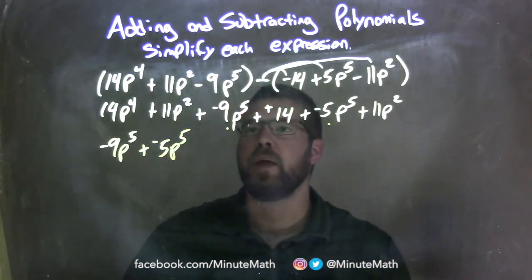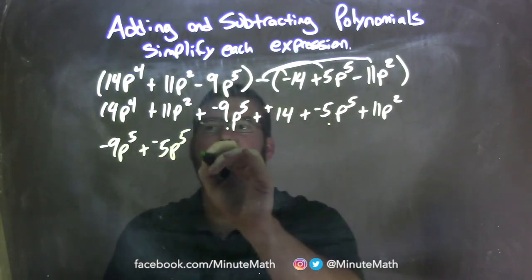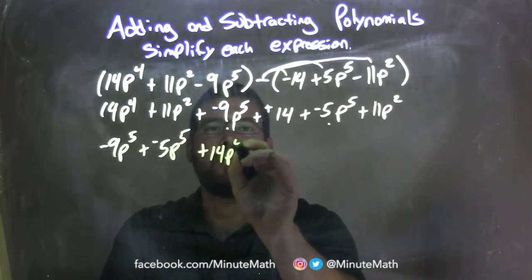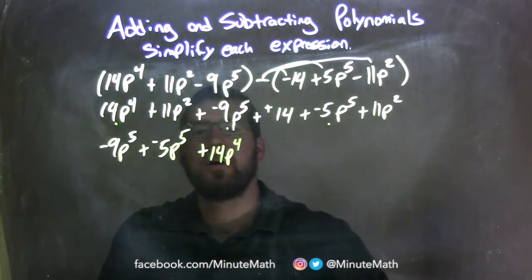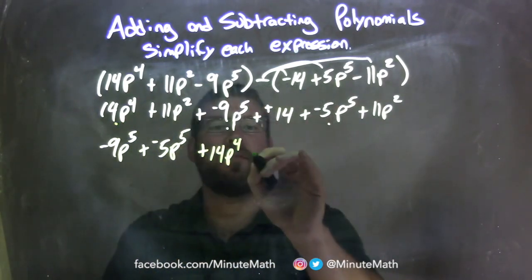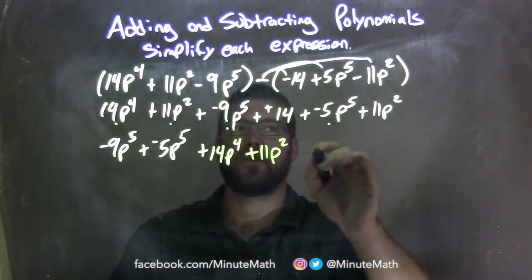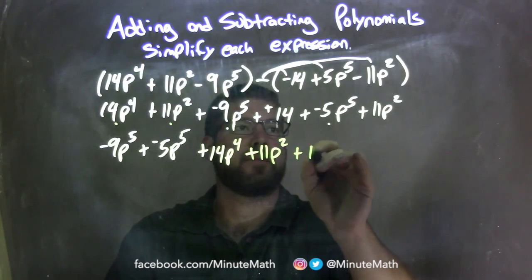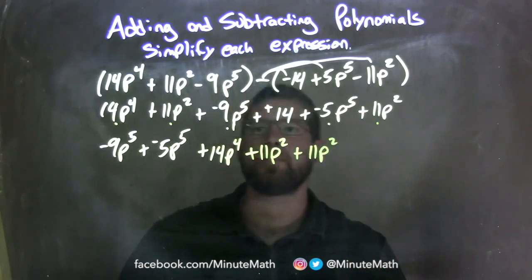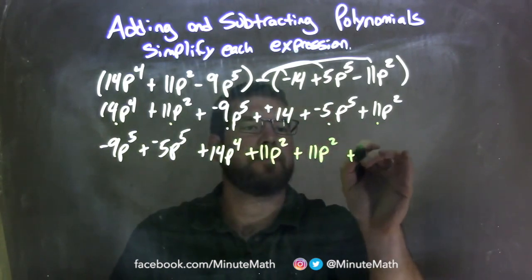Next, I have the next highest degree is 4th power, right? So I add a 14p to the 4th. I don't see anything else to the 4th power. Then we go to the 3rd power. Don't see anything. 2nd power. I have a plus 11p squared, and the other one is just this other 11p squared. 2 of them. I don't see anything else, p squared, nothing with p's, constant left, just 14.